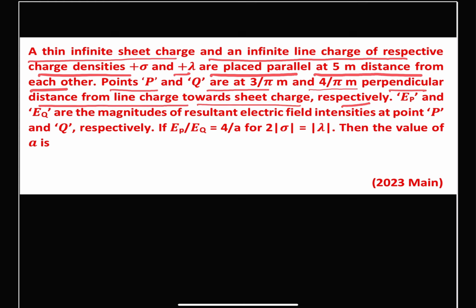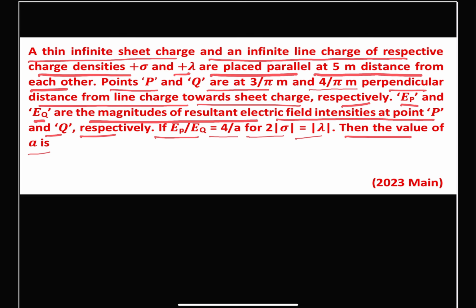EP and EQ are the magnitude of resultant electric field intensities at point P and Q respectively. If EP by EQ is 4 by A for twice sigma is equal to lambda magnitude wise, then the value of A is.